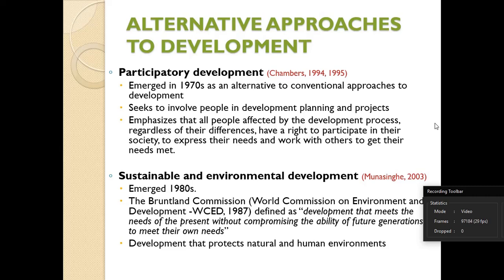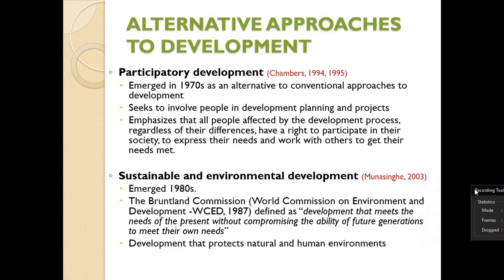It's not just about men or the leaders planning development for households or individuals, but everyone should be able to take part in developing their own community. For instance, if there is a project on infrastructure development or working on water sources and hygiene, then everyone should be able to participate in such a project. So in other words, it emphasizes that all people that are affected by development processes, regardless of their differences, should be able to participate in such development processes.